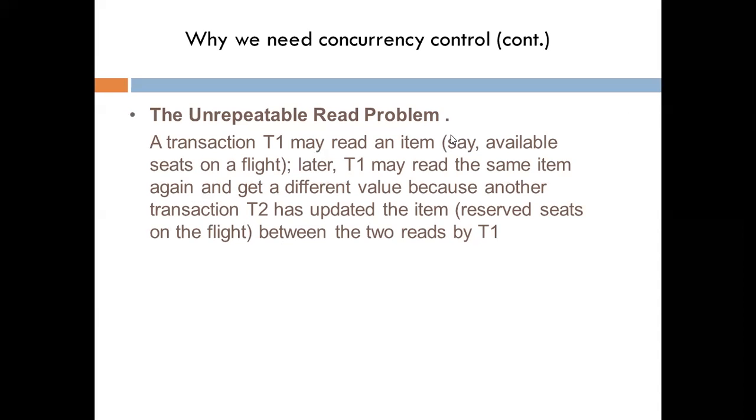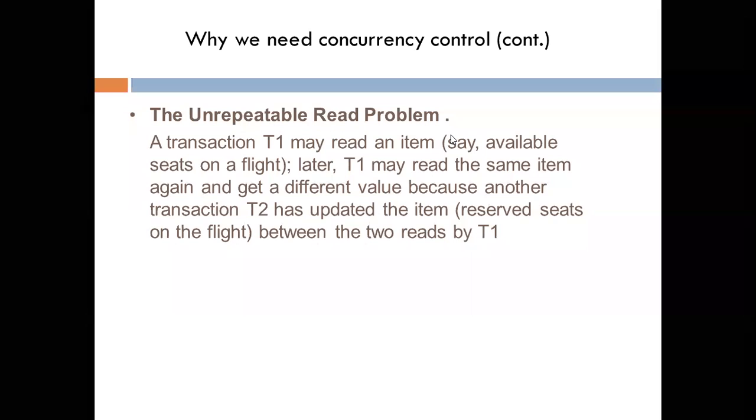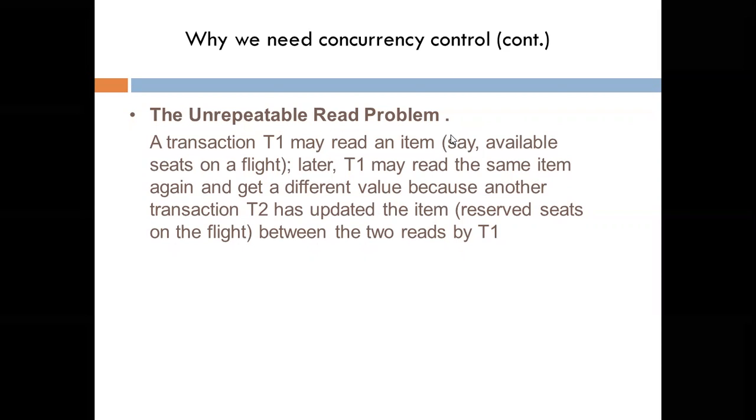So another problem we have is the unrepeatable read operation. A transaction T1 may read an item. Later T1 may read the same item again and get a different value, because another transaction T2 has updated the item between these two read operations.